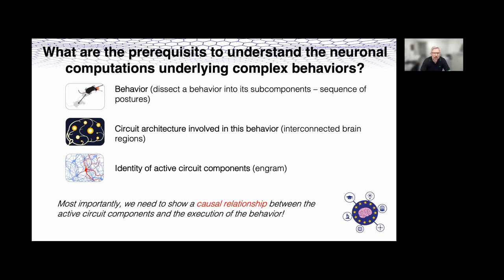In order to understand the neural computations underlying the complex behaviors, what we need most importantly is to show a causal relationship between the active circuit components and the execution of this behavior. So in general, this can be achieved when you can demonstrate that an ensemble that is active during the behavioral execution can affect this behavior upon, and this is very important, upon instant interrogation. And we have developed such a system, which is called DLStream, that can achieve this.